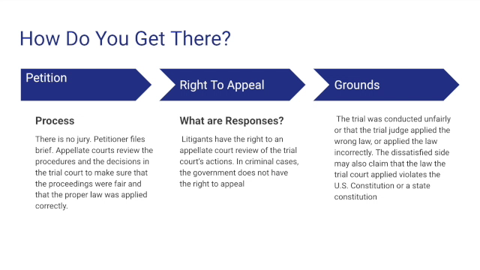And then how do you get there? So let's say you've had a federal trial and you want to appeal it. You had your trial, it didn't go well, and you'd like to appeal it. So when you appeal, there is no jury. The appellate courts review the procedures and the decisions in the trial court to make sure that the proceedings were fair and that the proper law was applied correctly.